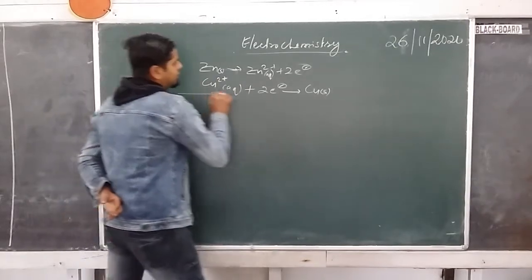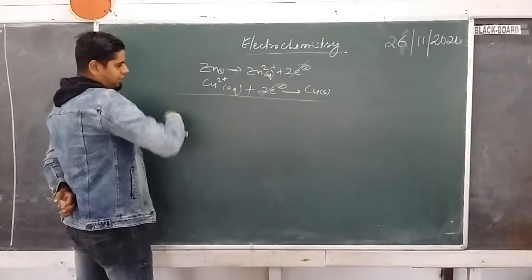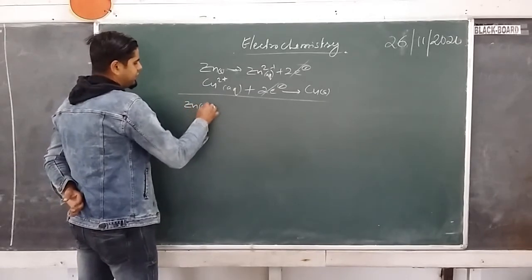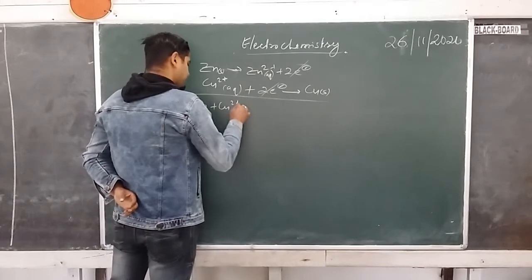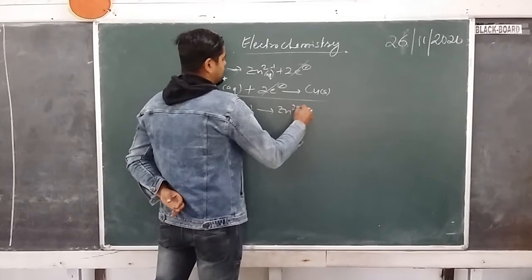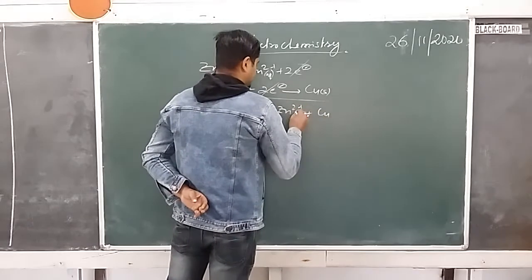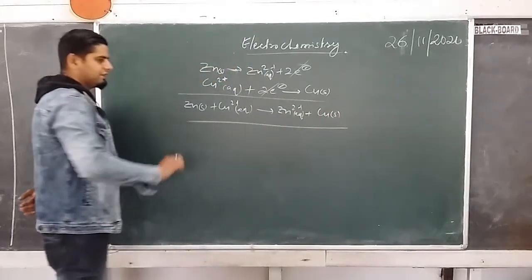Now if you add this reaction, then what will you get? The 2 electrons get cancelled. So zinc solid plus copper 2 plus aqueous gives you zinc 2 plus aqueous and copper solid. So this is the overall cell reaction.